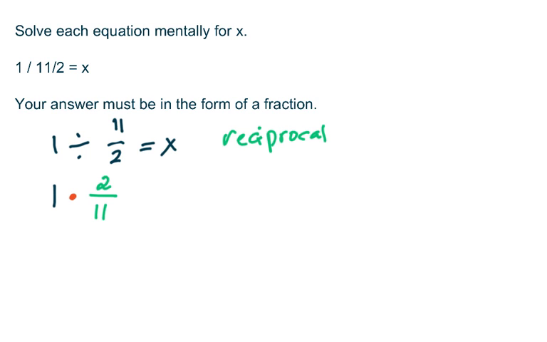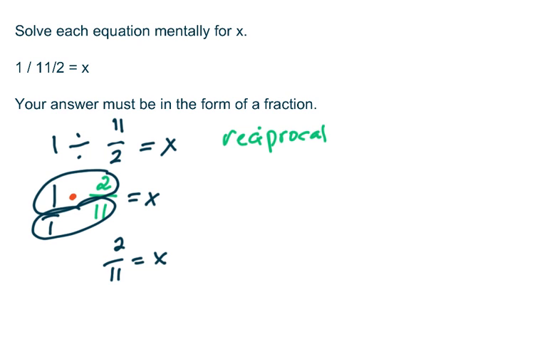So notice that what was in the numerator is now in the denominator, and what was in the denominator is now in the numerator. Still equal to x. So I can actually just multiply at this point in time, and even you can do 1 over 1 if you want. So 1 times 2 is 2, 1 times 11 is 11, and so I can see here that what I would have for x is 2 11ths.